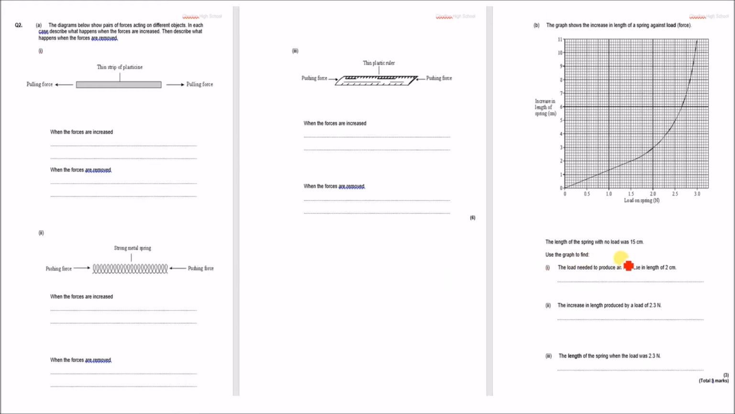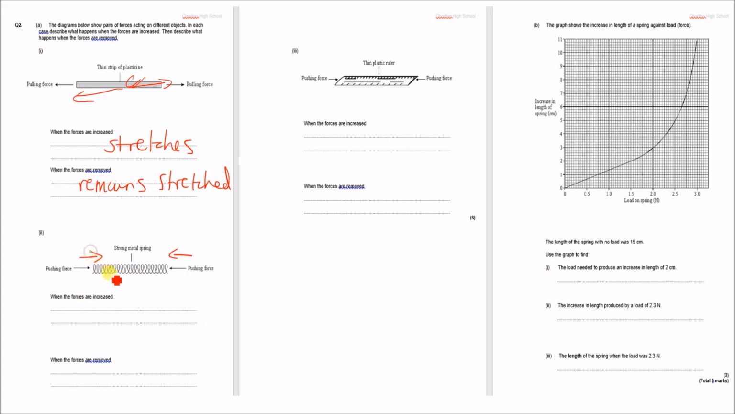Okay, the next question, it says when the forces are increased on the plasticine, so what's going to happen to the plasticine? Well, if we pull it that way and that way, when the force is increased, it's either going to snap the plasticine or it's going to stretch it. So we're going to see that it stretches. When the forces are removed, it's going to stay as it is. Okay, this is not a spring, so when you stretch plasticine, it remains stretched.